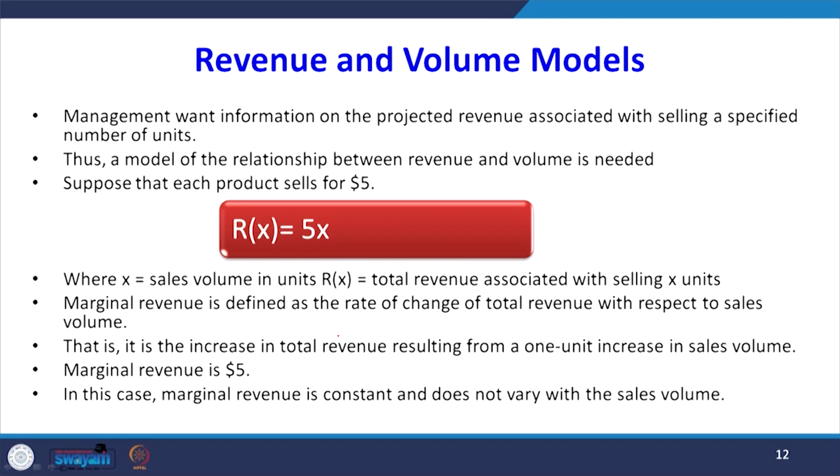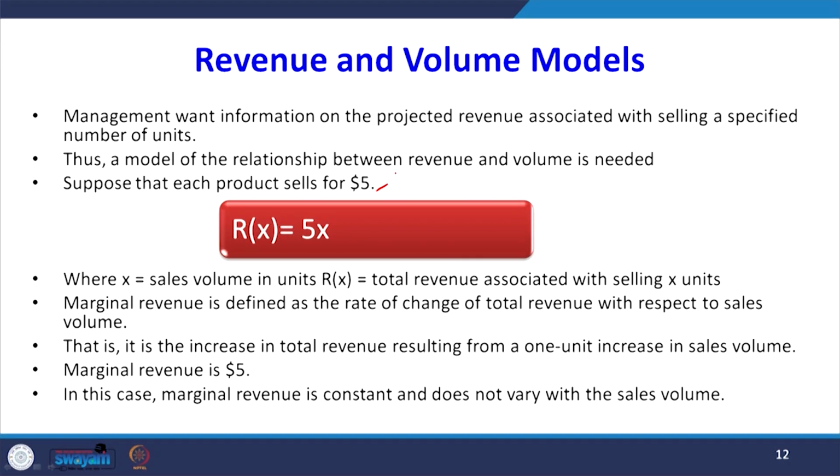Suppose that each product sells for $5. So, this $5 is called marginal revenue. So, this can be written as R of x equal to 5x, where x is sales volume in units, where R of x is total revenue associated with selling x units.